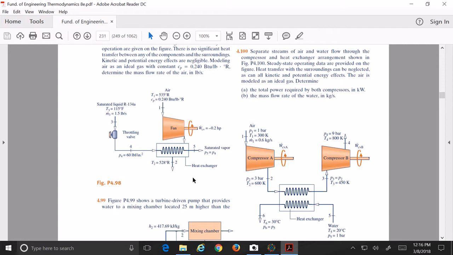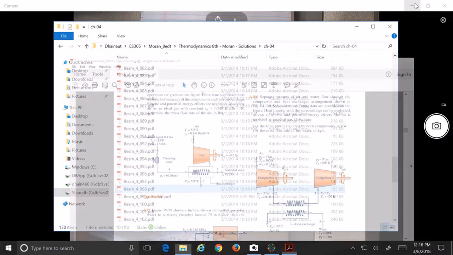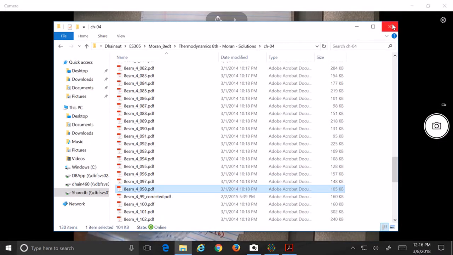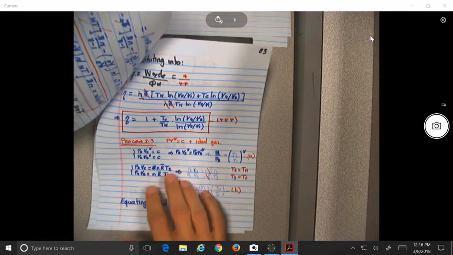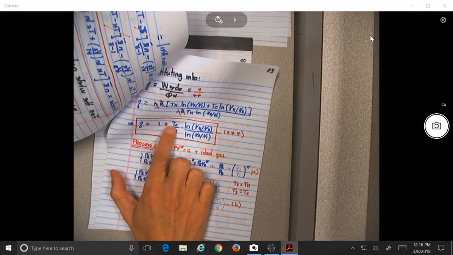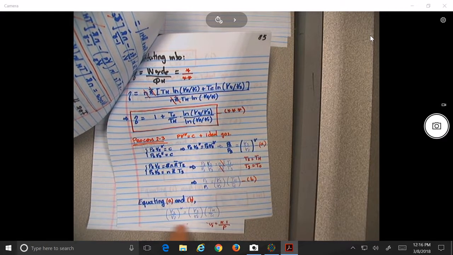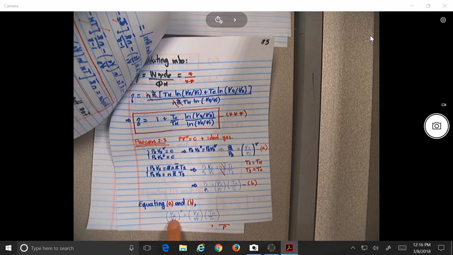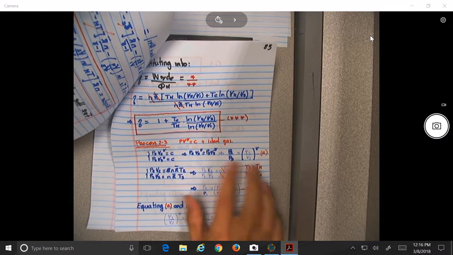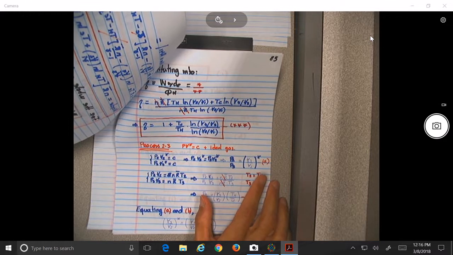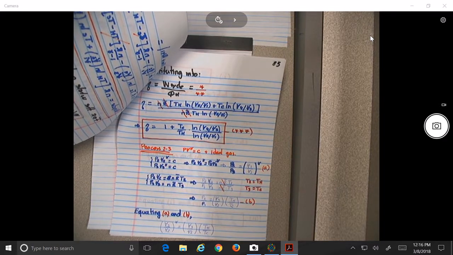Okay, if you remember last class, we found the efficiency was equal to 1 minus Tc over Th, correct? But in the process of doing that, we went through this type of process, which is to find relations of volume, temperature, and pressure with that gamma over there, no?